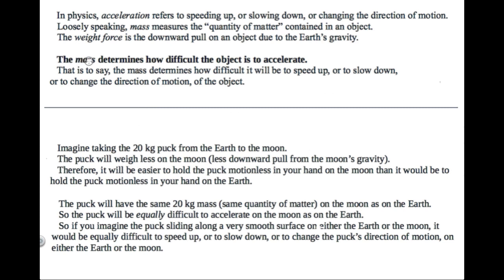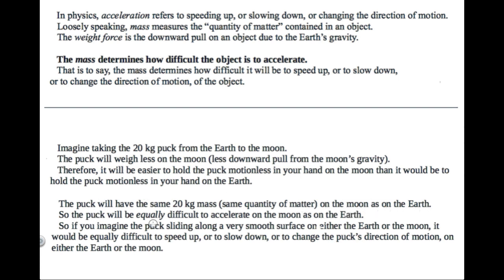Remember, the mass determines how difficult the object is to accelerate. Imagine taking the 20 kilogram puck from the Earth to the moon. The puck will weigh less on the moon because it will feel a smaller downward pull from the moon's gravity. So it will be easier to hold the puck motionless in your hand on the moon than it would be to hold the puck motionless in your hand on the Earth. In contrast, the puck will have the same 20 kilogram mass, the same quantity of matter on the moon as on the Earth.